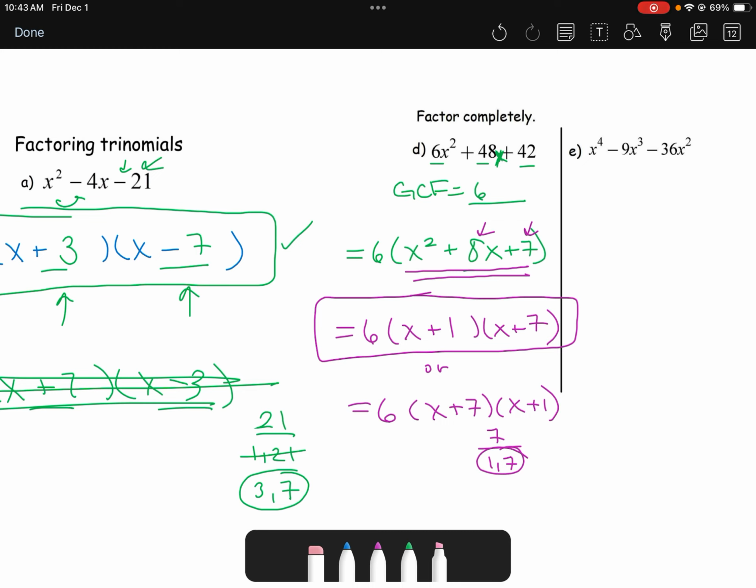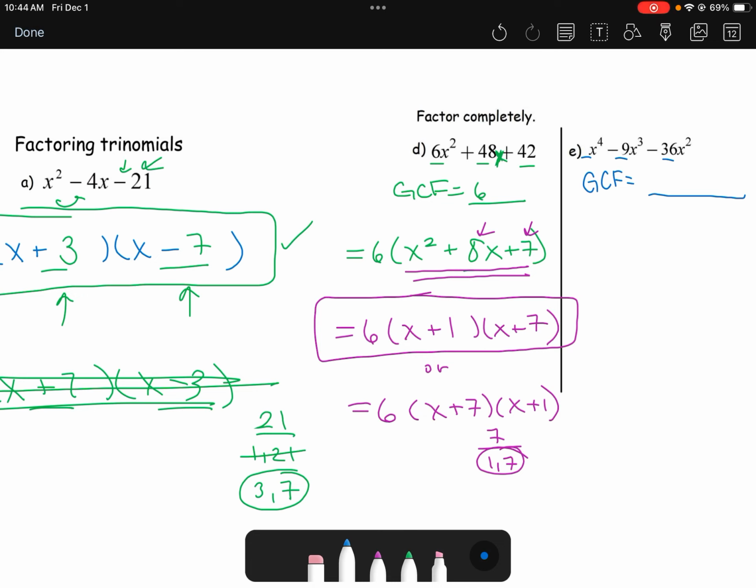Okay, let's look at the next one. So E, so now I kind of mentioned we're only working with quadratics. Well, this is obviously not a quadratic, okay? This is that quartic there. So again, that's why we check for a GCF, because hint, we're not doing any factoring when it's not that way. Okay, so looking at those numbers first, I got 1, 9, 36. Well, 1 is our GCF. Since it's 1, we don't really worry about it.